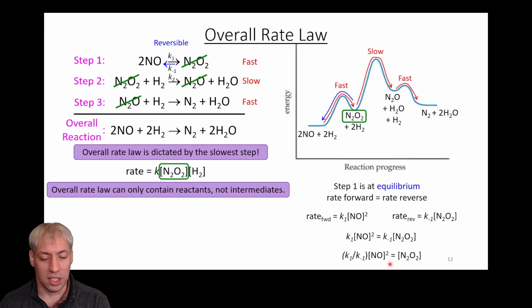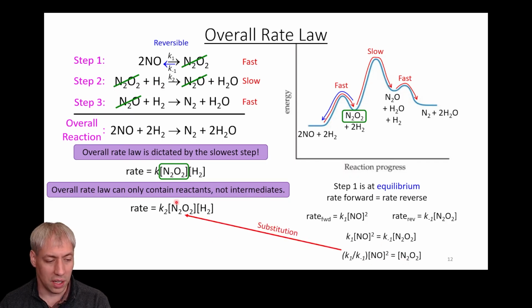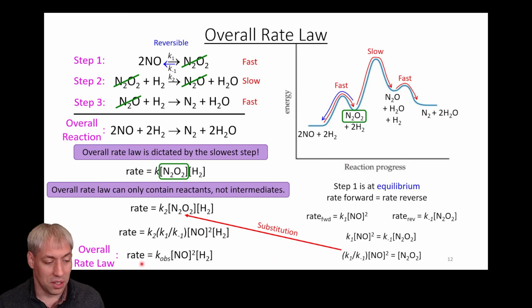But we basically can rearrange this and do an algebraic substitution where we can remove N2O2 because we know the formation of that, or the concentration of that, is basically going to be dictated by what happens in this first step. And so there's what we have. We can substitute that in that equation, and here's the overall rate law. And the thing we've done here is we've substituted N2O2 for this equilibrium equation here. Now we've defined it in terms of the concentration of reactants, right? It's in terms of H2 and NO. NO to the 2, H2 to the 1. We've also combined a whole bunch of rate constants to give us an overall observed rate constant.